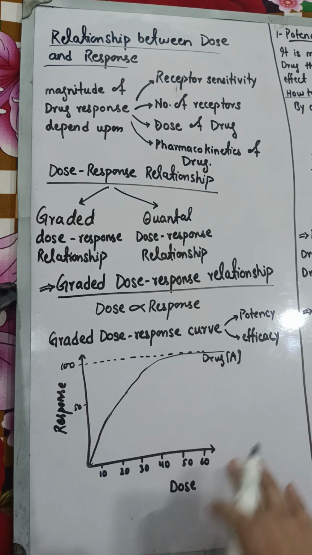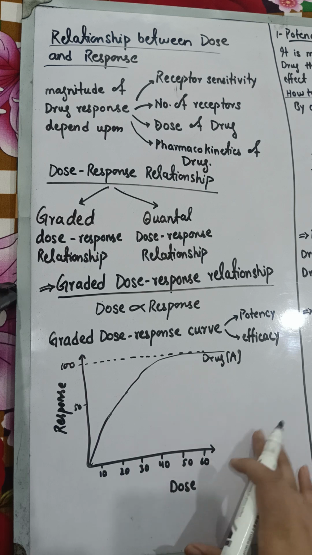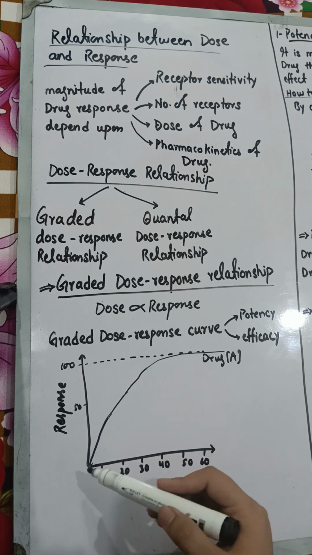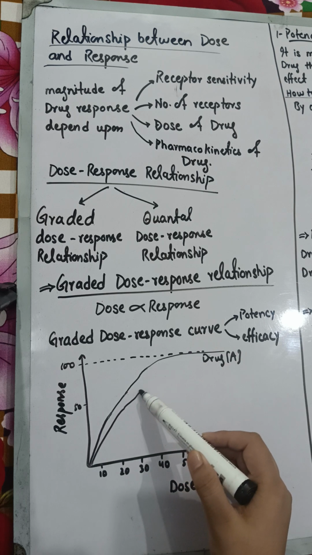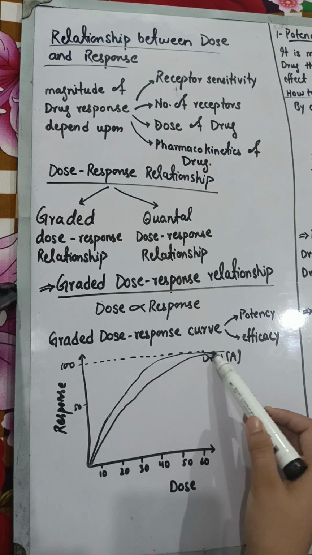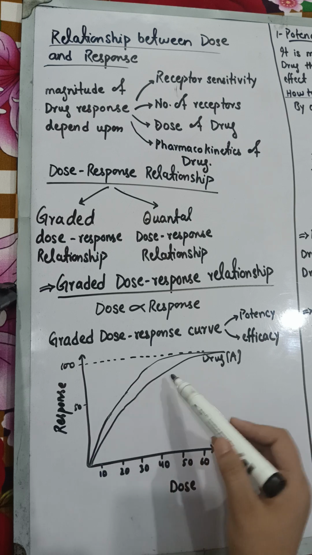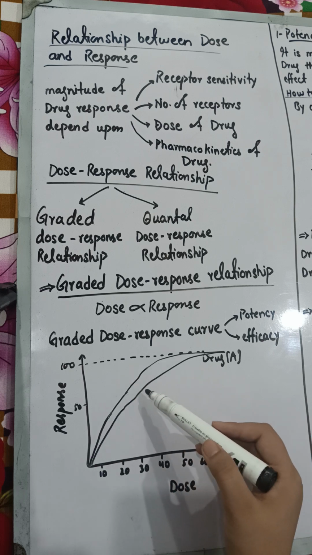Now I have given the same patient drug B. The curve for drug B will look something like this. So you can see that these two curves have a distance between them.